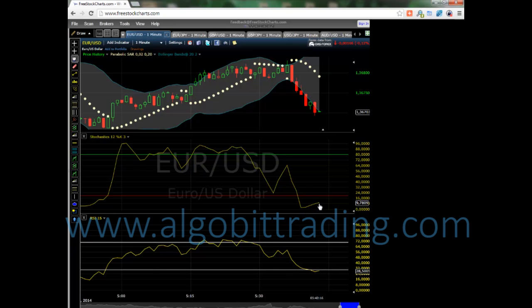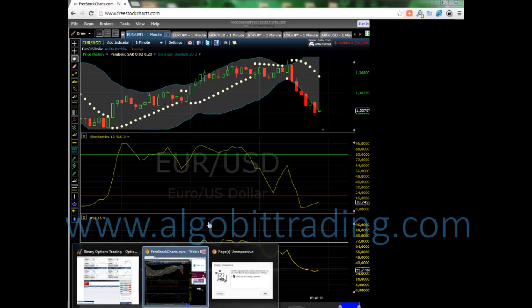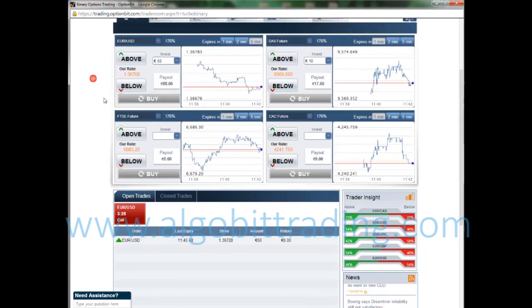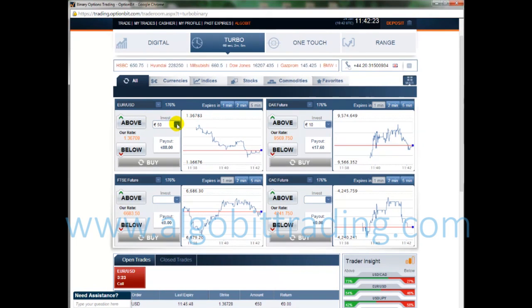I can see here stochastic is turning around, so I'm just going to double my trade here. So again I'm going to enter euro dollar with 5-minute expiry, and now I'm going to invest 100 euro on this trade. I'm going to trade up.